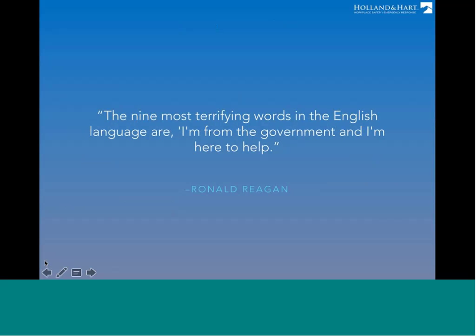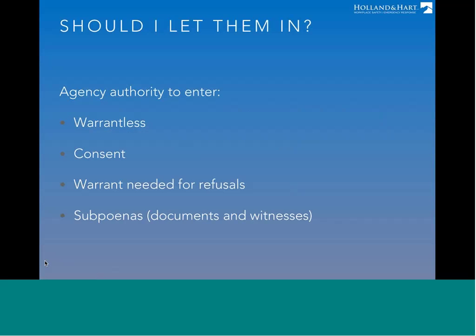I think we, in our conversations with OSHA, tend to see them as an agency that views itself as being helpful, but I think these words from Ronald Reagan certainly help to underscore the caution that you should have, and that is the 9 most terrifying words in the English language are, "I'm from the government and I'm here to help." They may be there to help, but understand that they're there in an enforcement capacity, and they're there to determine whether or not there have been violations of the law.